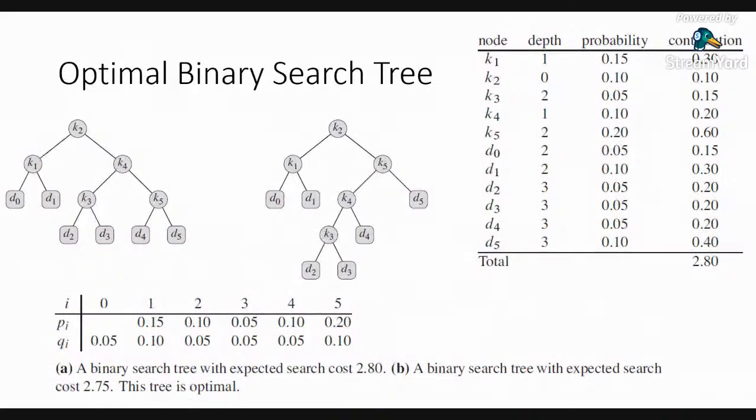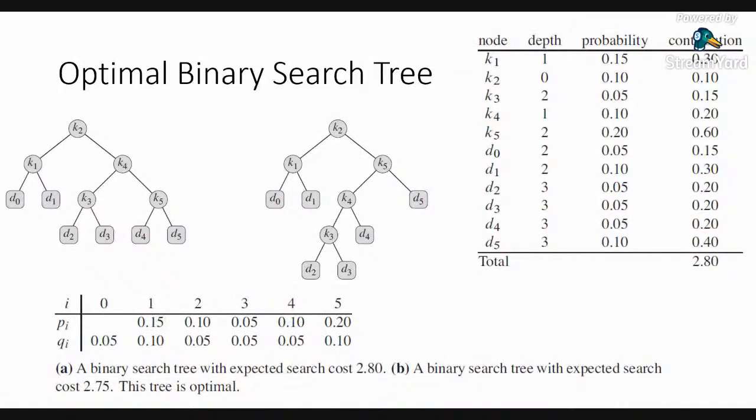And as it is a binary search tree, left side should be smaller and right side should be larger. Another thing, that successful keys will be at the internal nodes of the tree, and unsuccessful keys will be at the leaf level. Okay, so here you can see these are the unsuccessful keys: D0, D1, D2, D3, D4, D5. All these are leaf nodes. However, K1, K2, K3, K4, K5, these are the internal nodes.